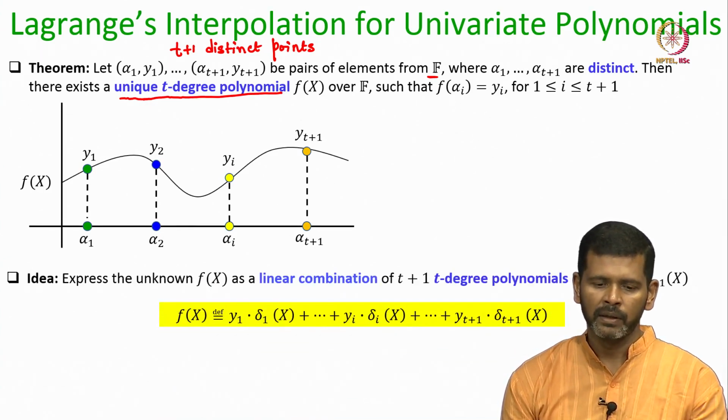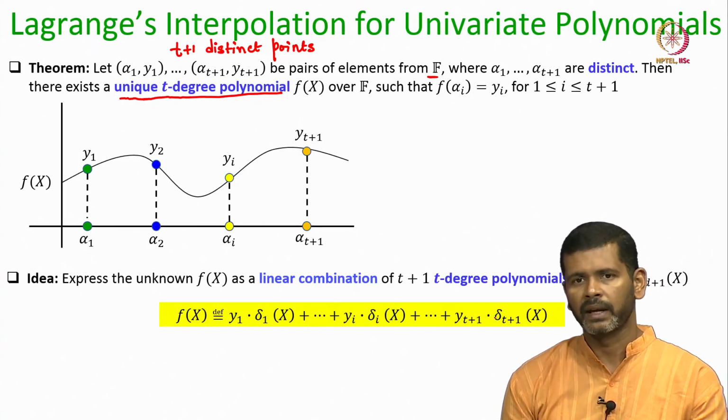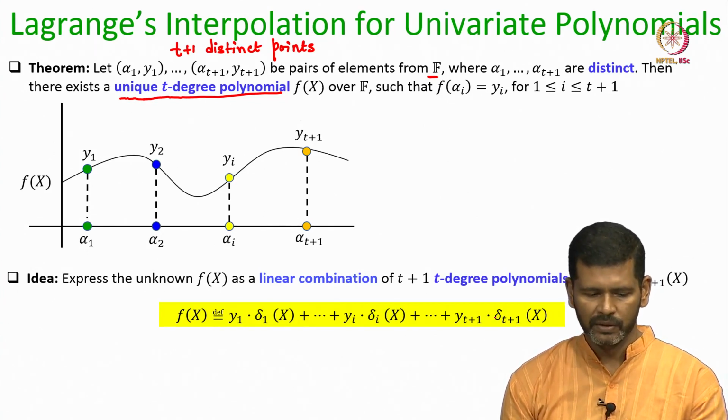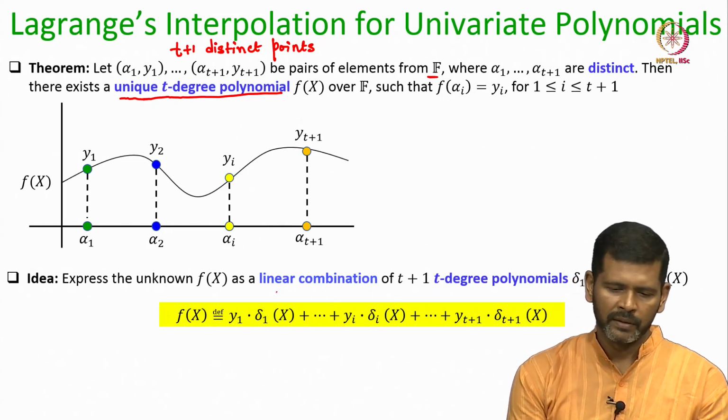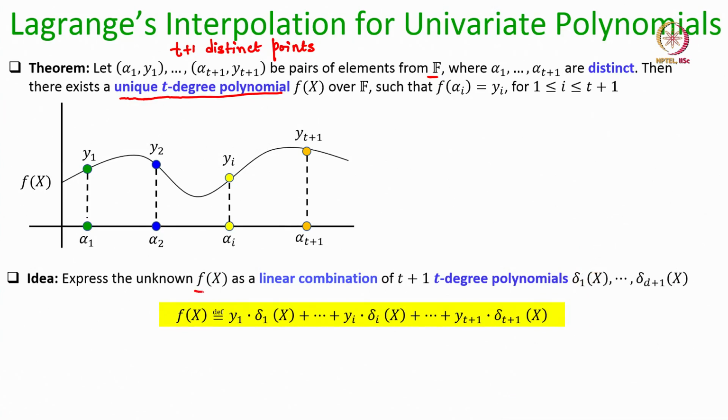and that unique polynomial can be obtained through several mechanisms by solving a system of linear equations or by using this nice Lagrange interpolation formula, where the idea is to express that unknown curve f of x as a linear combination of several t degree polynomials. Sorry for the typo here, this d should be t. Okay. So, the idea here is to express that unknown polynomial which you want to find out, which you want to pass through the given t plus 1 points as a linear combination of several t degree polynomials.